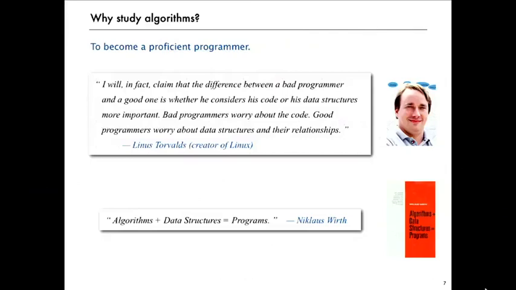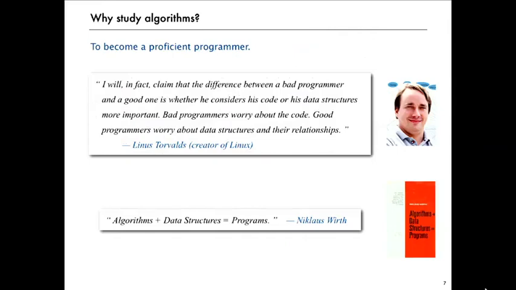Another reason many people study algorithms, and I suspect many of you, is that it's necessary to understand good, efficient algorithms and good data structures in order to be a proficient programmer. Linus Torvalds, who created Linux, says that the difference between a bad programmer and a good one is whether he considers his code or his data structures more important. Bad programmers worry about the code. Good programmers worry about data structures and their relationships, and I might add, the algorithms that process them.